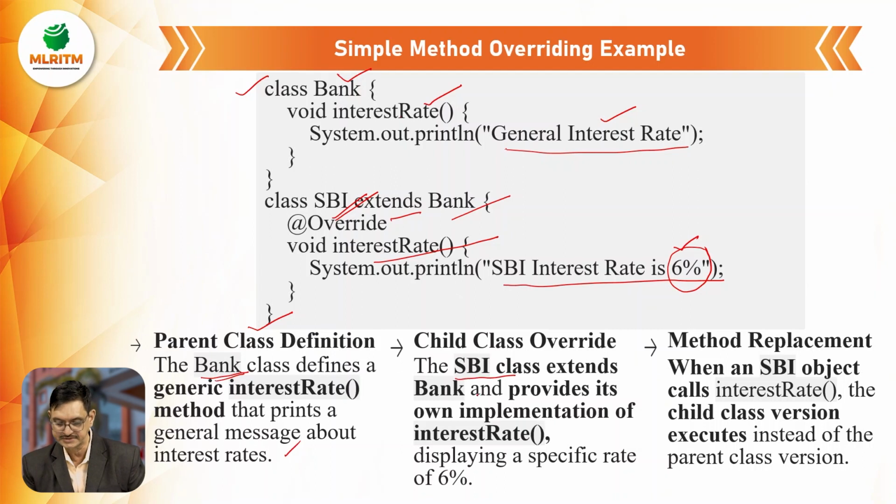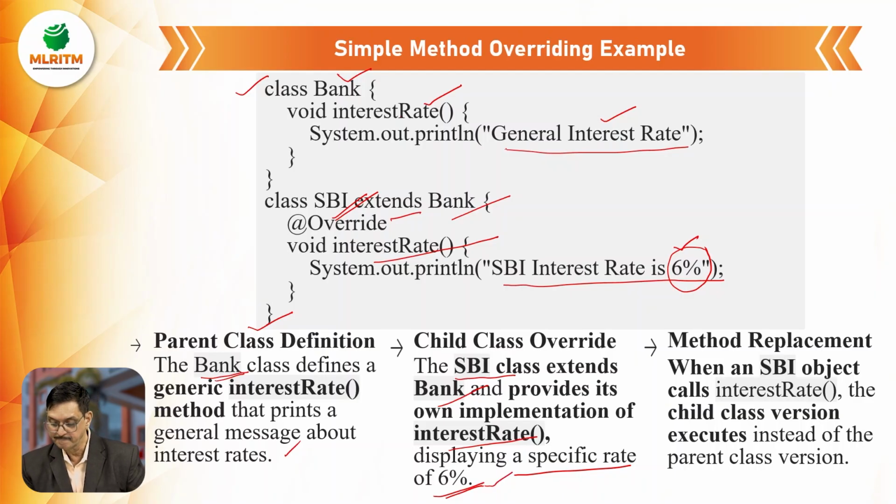This SBI class extends the base class Bank and also provides its own implementation of interest rate. This specific implementation displays a specific interest rate of 6%. Whenever we call the parent version of the method, it prints the general interest rate. Whenever we call the child version of the method, it prints the specific interest rate of 6%.